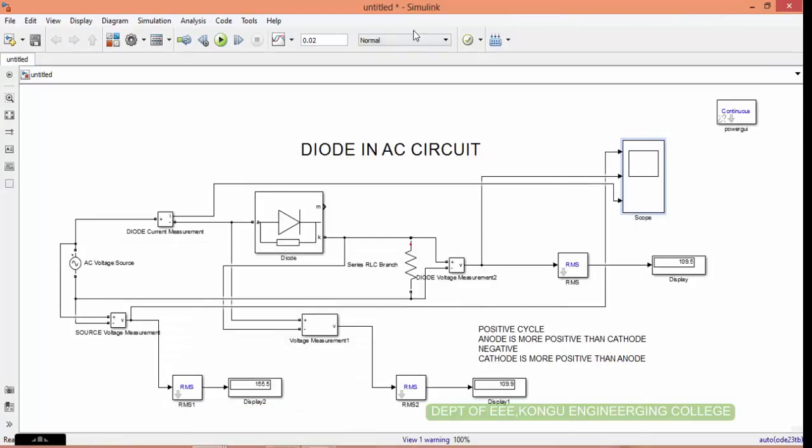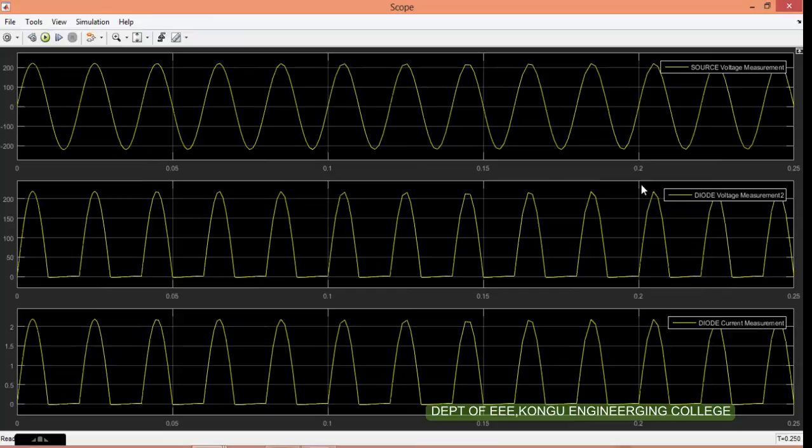Now let us change the simulation time to 0.025 and simulate the circuit. Now you can see you are having a number of inputs and a number of outputs, and you can clearly see that in the input you are having positive cycle, negative cycle, positive cycle and negative cycle. But in the output you are having only the positive cycles. For the negative cycle, the voltage is 0, current 0. Positive cycle across the diode, output. Negative cycle 0. Like this it goes on.